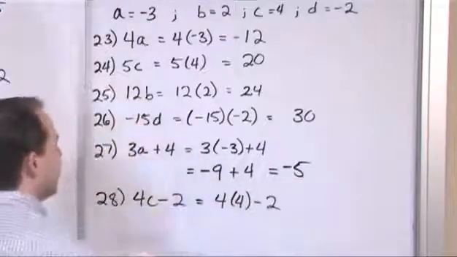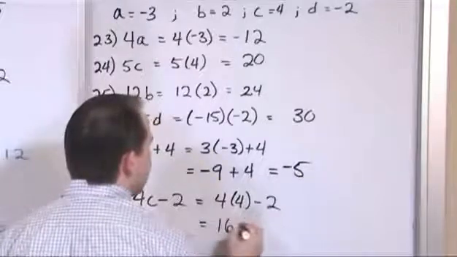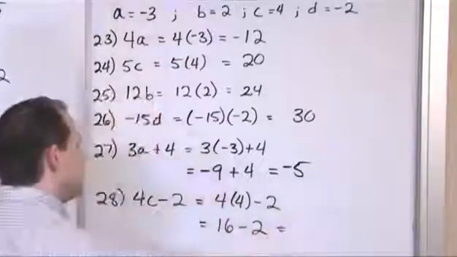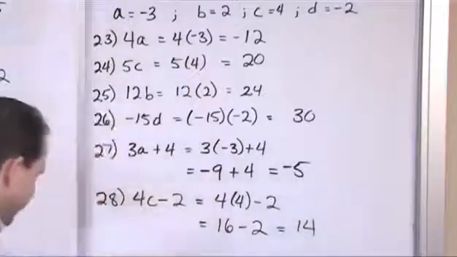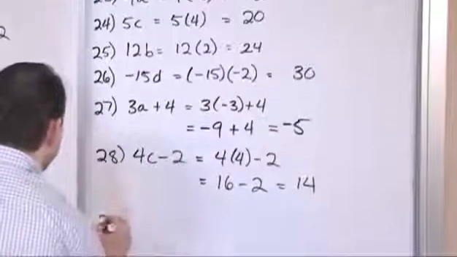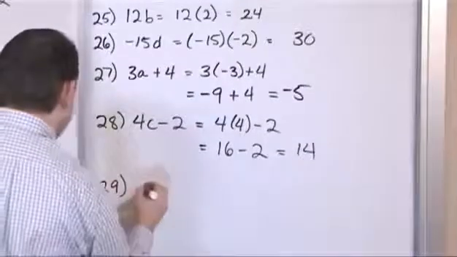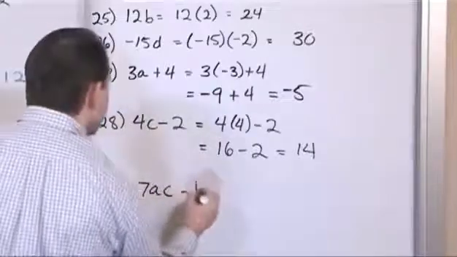So we're plugging in the value of 4. 4 times 4 gives us positive 16. Minus 2, we still have to do the minus 2. 16 minus 2 is 14. And so that's the answer. So let's do one more, and that'll be the end. So we'll have the very last problem. We'll have 7 times a times c minus b.